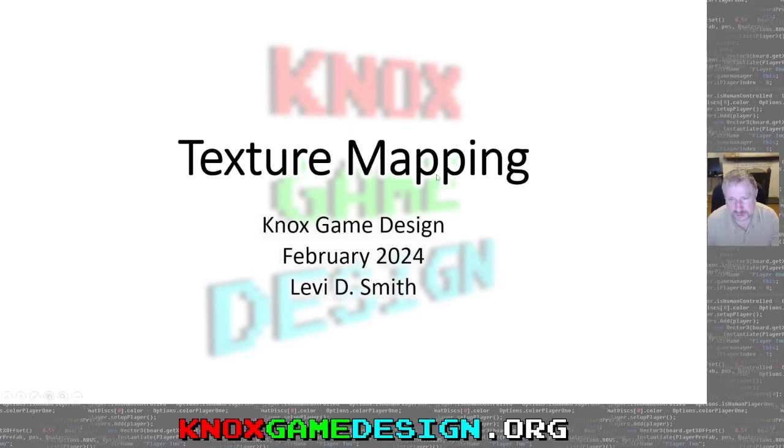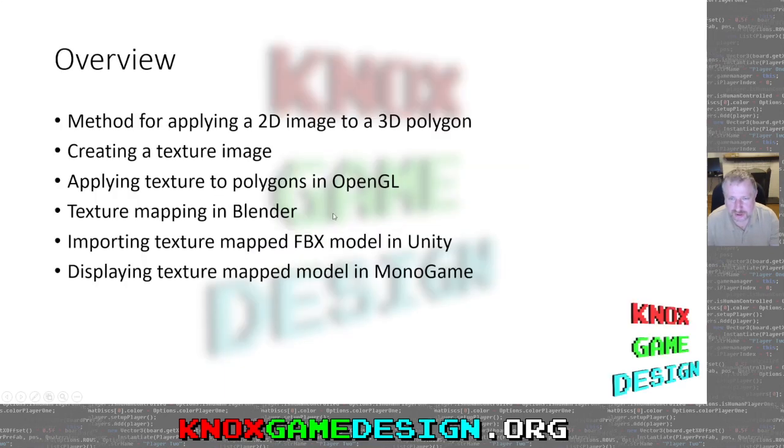So this month I'm going to be talking about texture mapping. I'm not going to go into a lot of the mathematical details. There's a lot of documentation out there. I'm going to focus more on basically how to texture map polygons and how to pull that into various game development environments. So basically, texture mapping is a method for applying a 2D image to a 3D polygon.